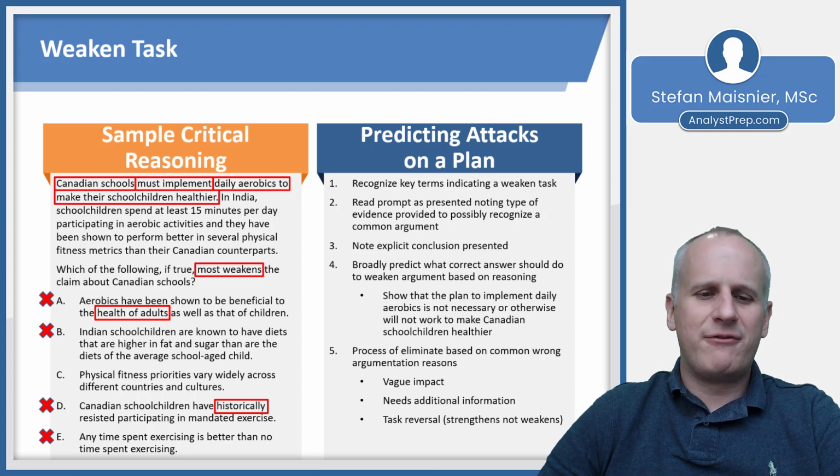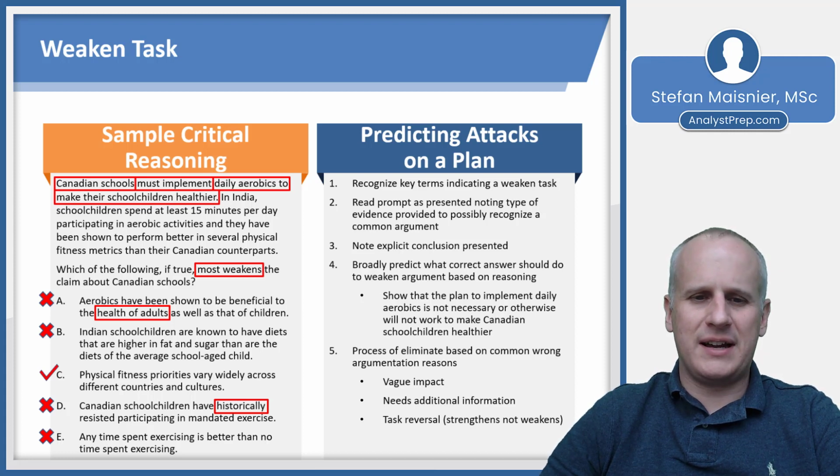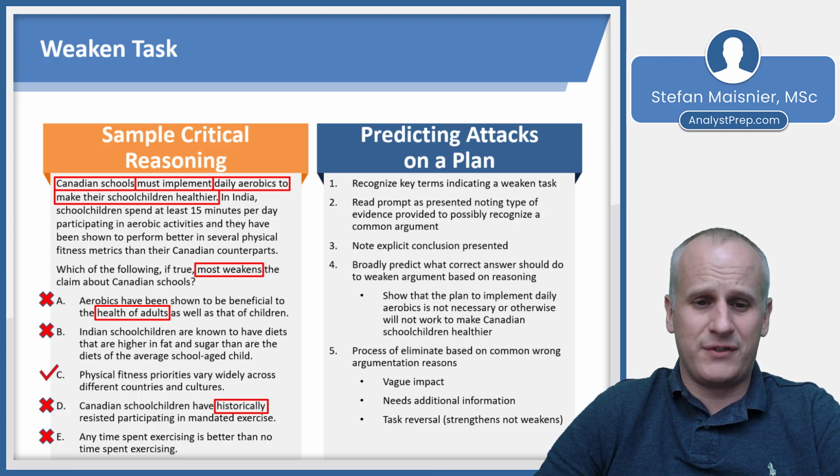But then choice C, physical fitness priorities vary widely across different countries and cultures. Well, this gets straight to the idea about the metrics. We've got India, those school children have been shown to perform better in several physical fitness metrics than their Canadian counterparts. And then we're applying this to Canada. Well, if the physical fitness priorities vary widely, then we may not even want to measure between India and Canadian school children at all. So this shows that there is a direct way to attack the idea that Canadian schools need to implement this plan for daily aerobics, because maybe the physical fitness metrics just aren't a priority in Canada at all.